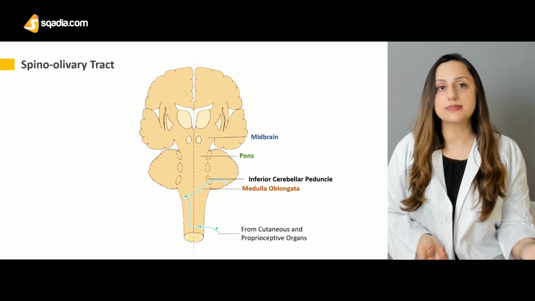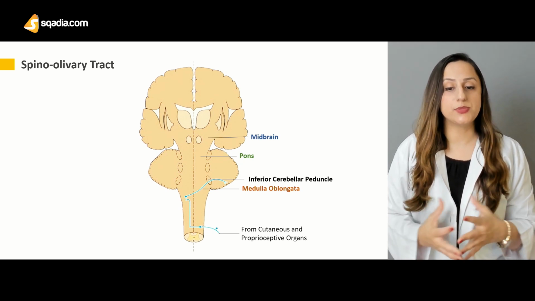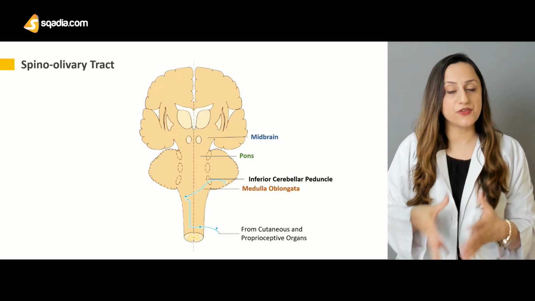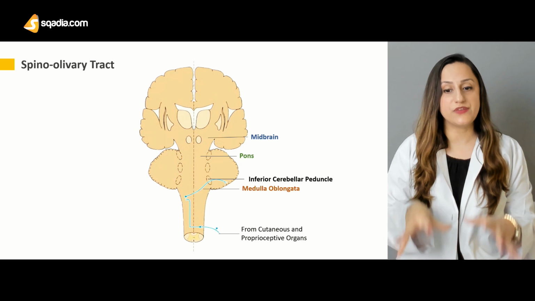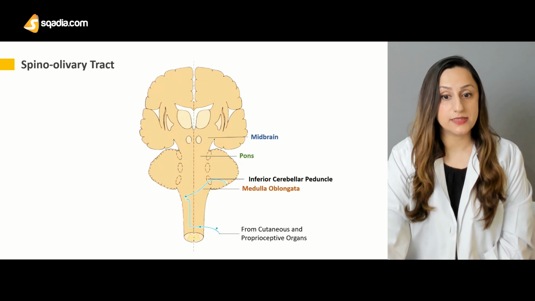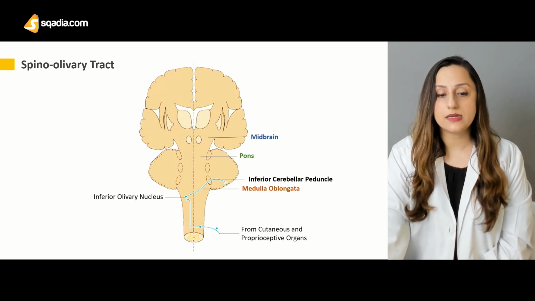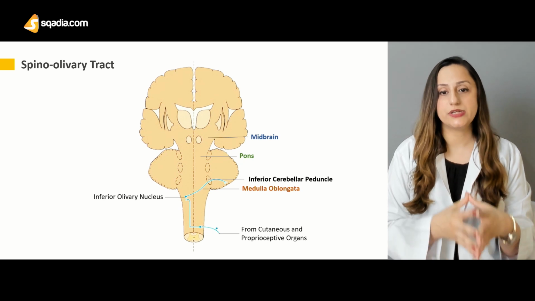The decussation takes place at the same level and it ascends up, and at the level of the medulla oblongata some of the fibers are going to enter the inferior cerebellar peduncle and the final centers in the cerebellum for the positioning and for the balance. And then some of the fibers are also going to enter the inferior olivary nucleus.